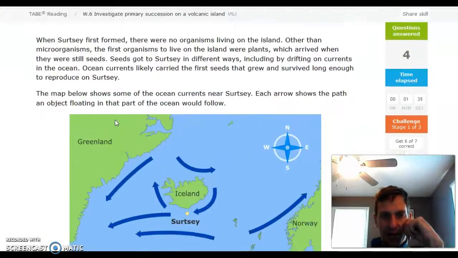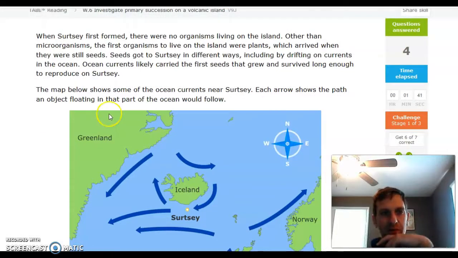Now let's look at another map. When Circe first formed, there were no organisms living on the island, other than microorganisms. The first organisms on the island were plants, which arrived when they were still seeds. Seeds got to Circe in different ways, including by drifting on currents in the ocean. Ocean currents likely carried the first seeds that grew and survived long enough to reproduce on Circe.